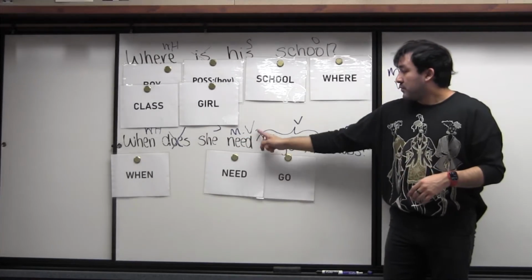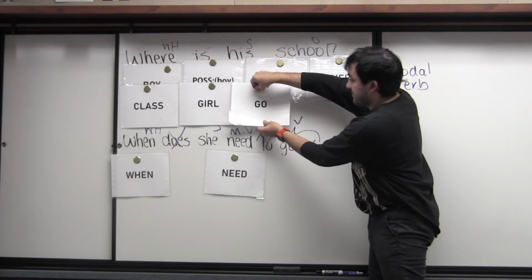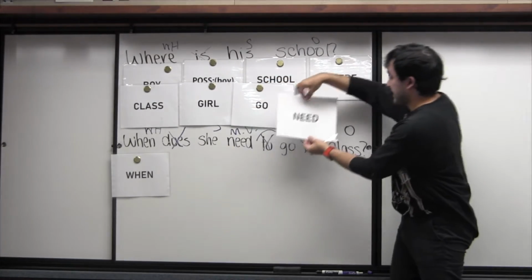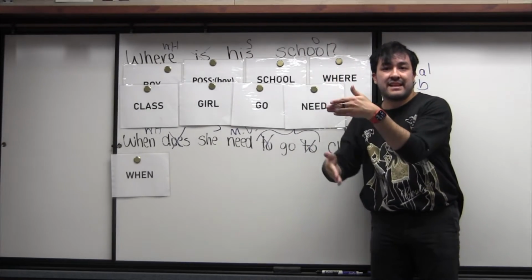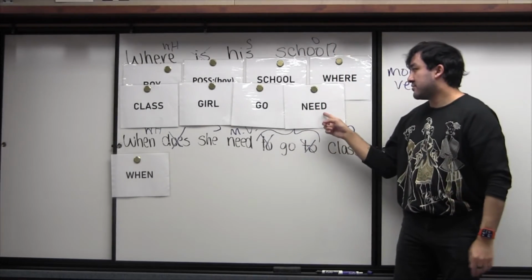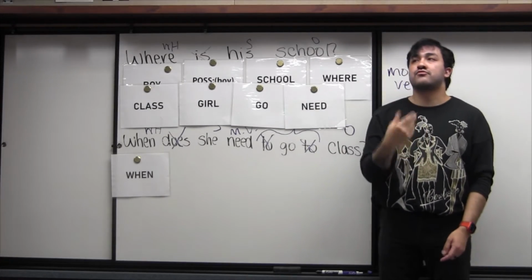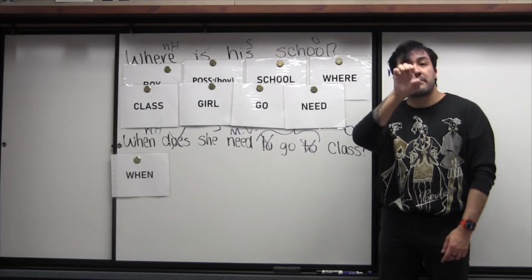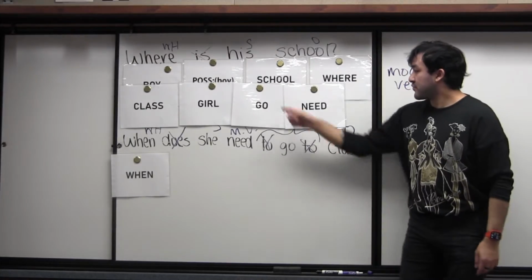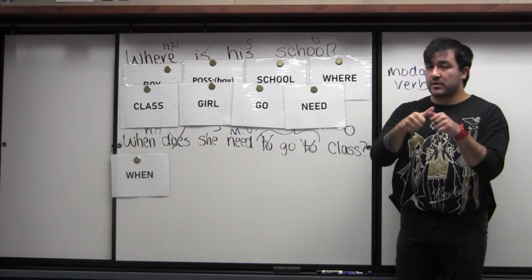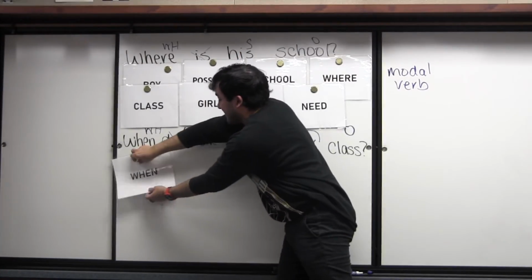But they're very limited. Modal verbs are always going to go second, so that's going to go after the go. Typically, modal verbs go at the end of a sentence. If you see the word need, can, should, maybe, automatically just put it at the end and stay there, okay? That's why need is going to go second. And then lastly, we have our WH, and WH is the last.